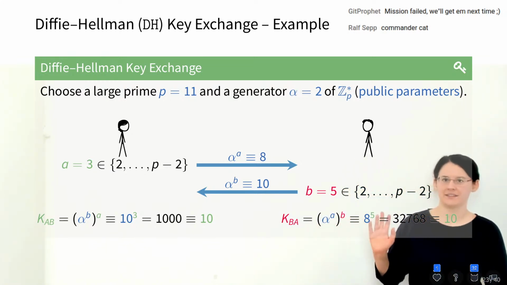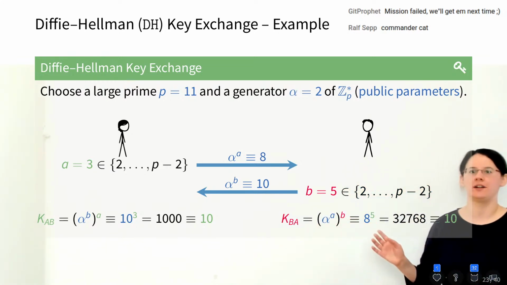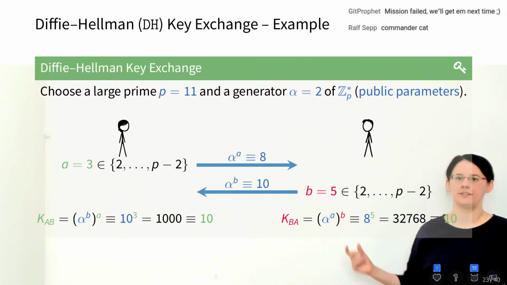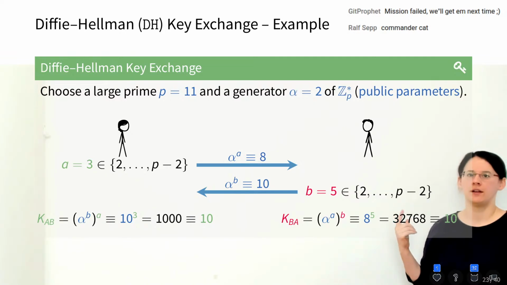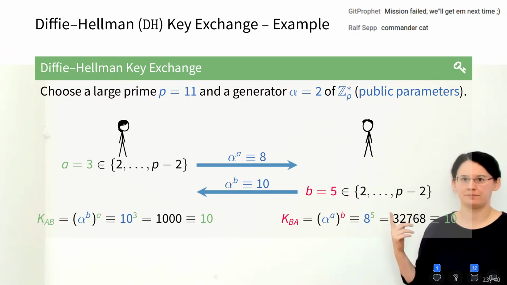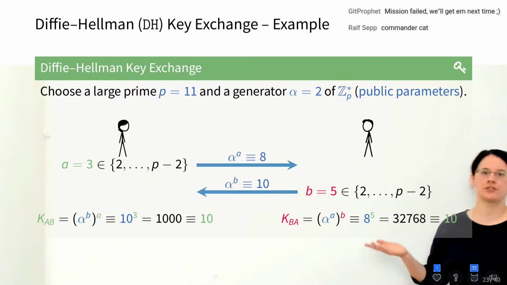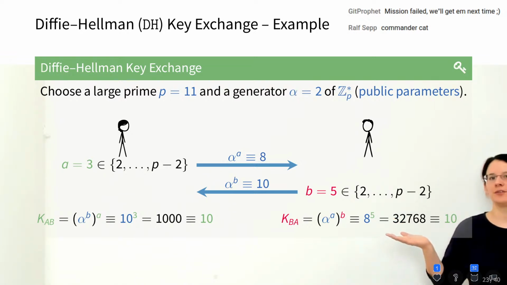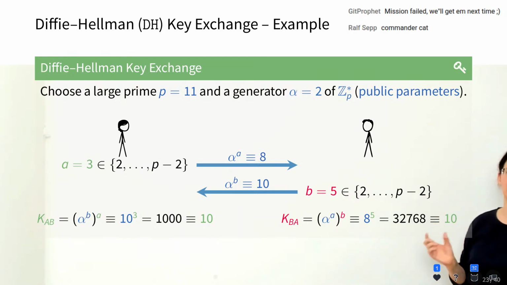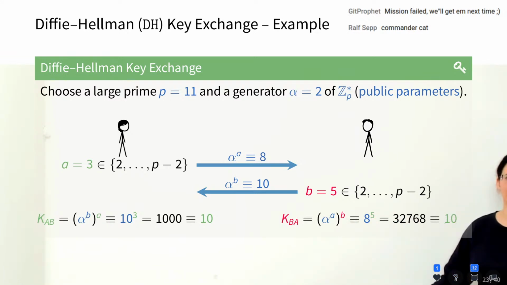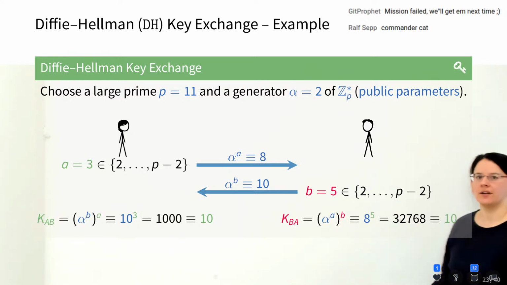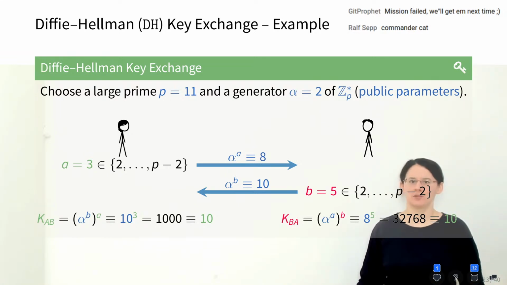For Bob's side, something different happens, but we get the same result. So Bob takes the 8 he has received, computes 8 to the power of 5, which is some large number, which you can verify if you want to use your calculator. You can also verify that this large number modulo 11 equals 10. And this is exactly the same result that Alice got. So the functional part seems to work out.